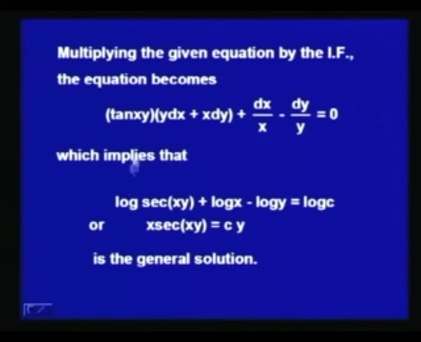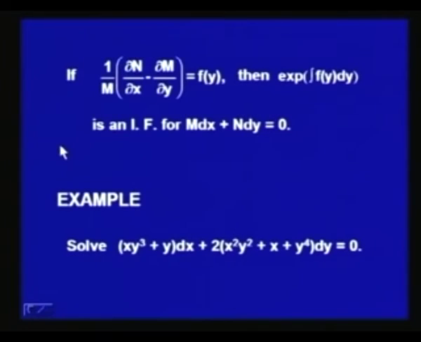when we integrate it, we will get log of sec xy. Integral of dx over x will give us log x, integral of dy over y will give us log y. So, we will get the general solution as log sec xy plus log x minus log y equal to log c, which after simplification we can write as x sec xy equal to cy. This gives us the general solution of the differential equation.